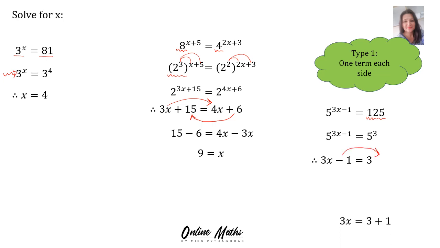So 1 will walk across and it becomes plus 1. And then 3x is equal to 4. And then to solve x, divide by 3 both sides. And your answer, x is equal to 4 over 3.